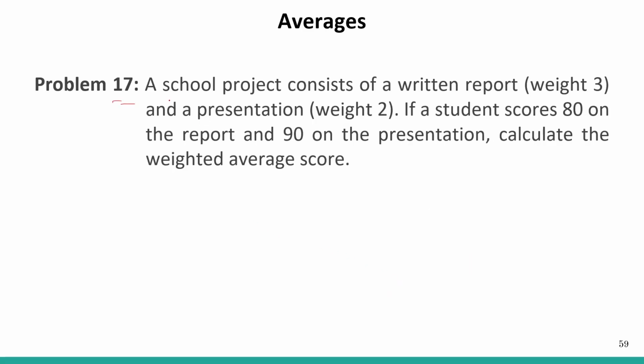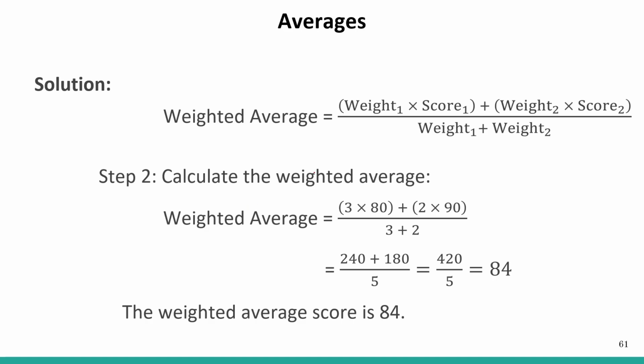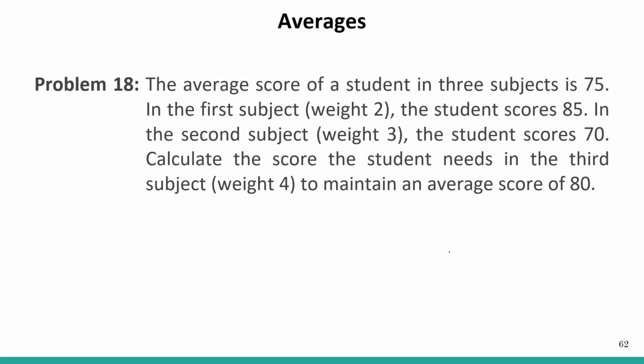So let's see problem number 17. A school project consists of a written project with weight 3 and a presentation with weight 2. If a student scores 80 on the report and 90 on the presentation, calculate the weighted average score. So use the weighted average formula. What we are left with is 3 into 80 plus 2 into 90, whole by 5. So 240 plus 180 whole by 5 is equal to 420 by 5, which is equal to 80. So the weighted average score is 80.